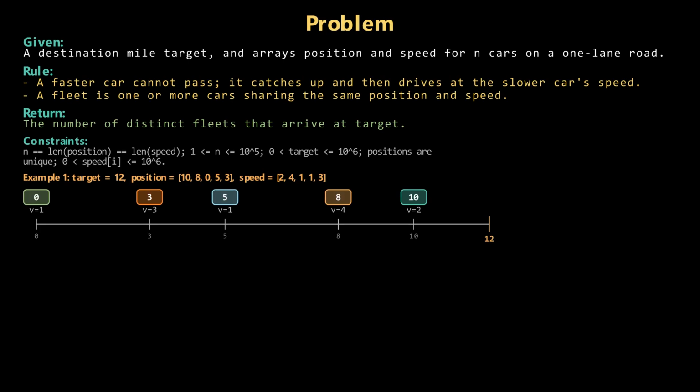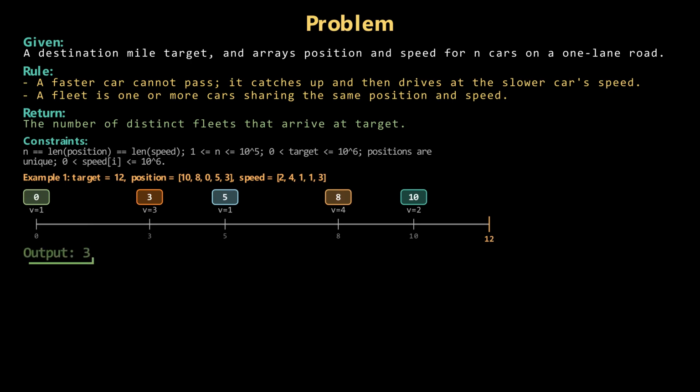Example 1. Target is 12. The cars at miles 10 and 8 both need 1 hour to reach 12, so they arrive together as one fleet. The car at mile 0 never catches anyone else, so it is a fleet by itself. The car at mile 3 catches the slower car at mile 5 and they travel together, forming a third fleet.